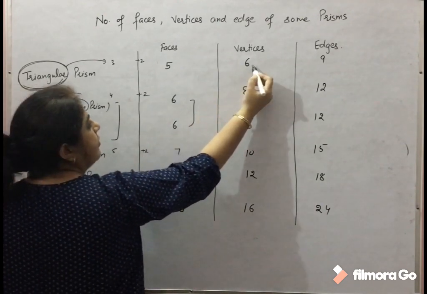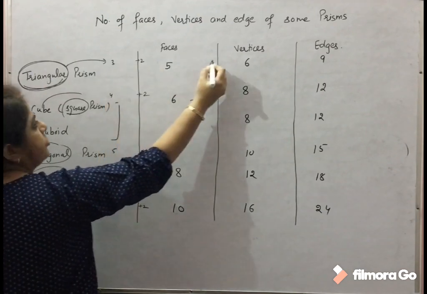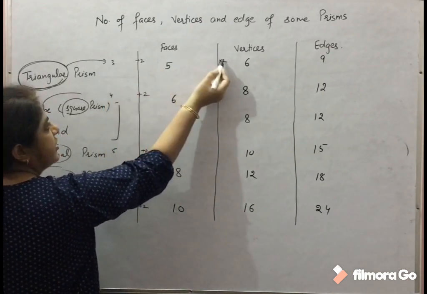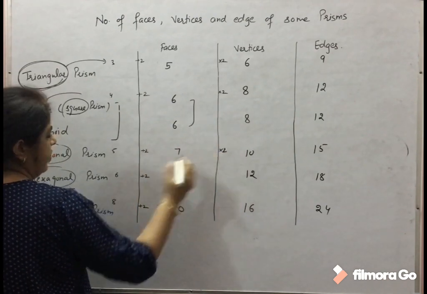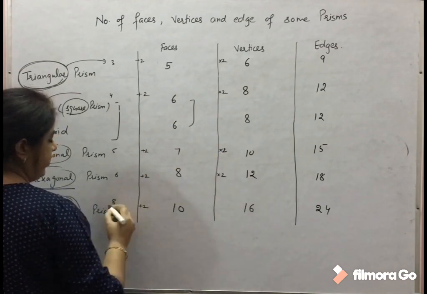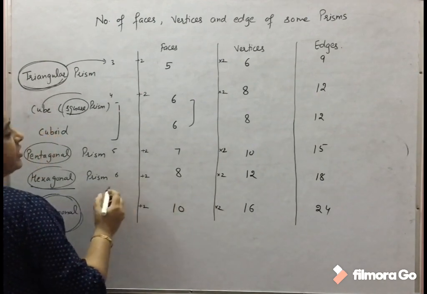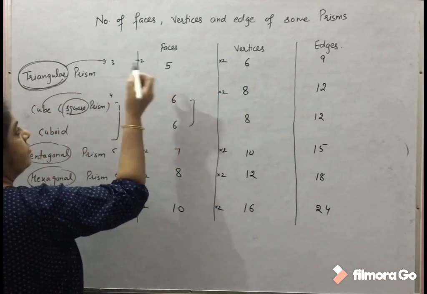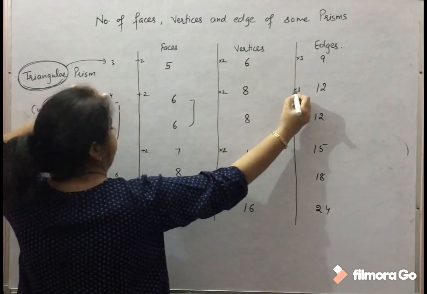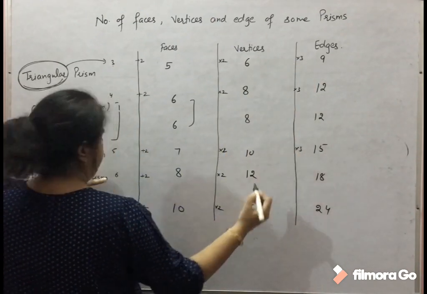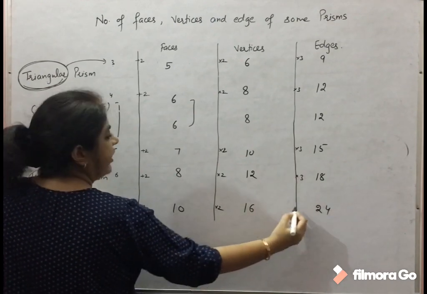But when we are talking about vertices, multiply by 2. Twice of it. 3 2s are 6. 4 2s are 8. 5 2s are 10. 6 2s are 12. 8 2s are 16. We are observing it. And for edges, thrice of it. See, 3 into 3, 4 into 3, 5 into 3, 6 into 3, 8 into 3.